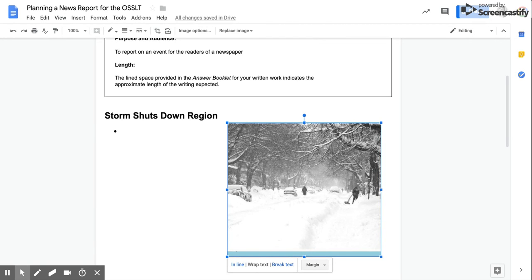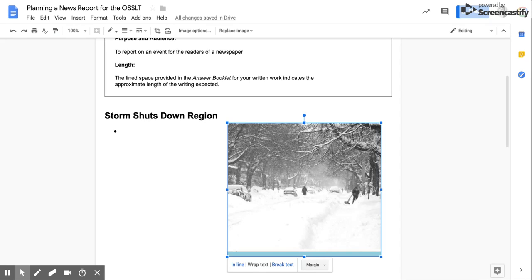So one strategy would be to write the 5 W's and the 1 H on the side of your page in your planning section and to start filling in some details. But I think an even better strategy is to look at this photo with a little bit of curiosity and think about the questions that you might have if you saw this headline and photo in the paper.